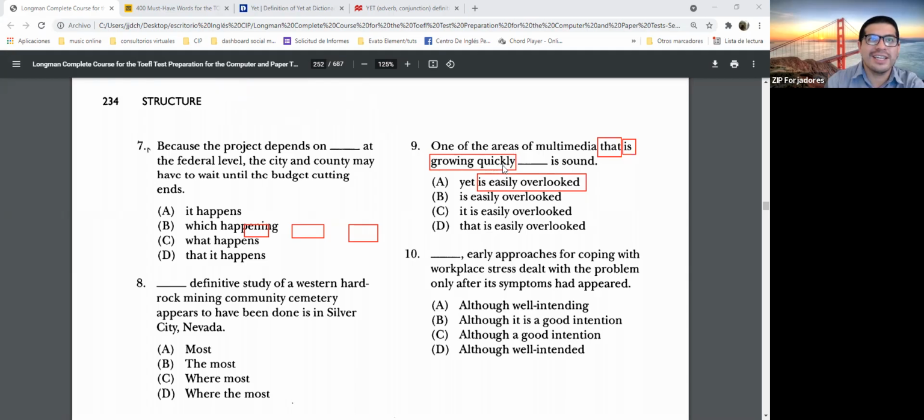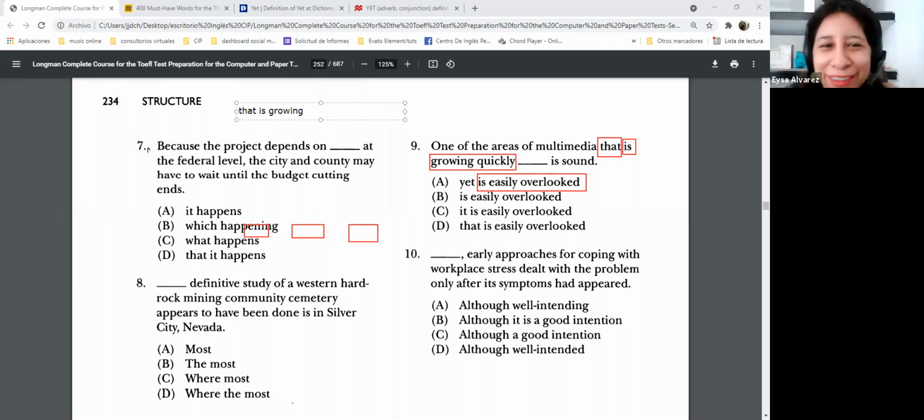Is growing quickly, is easily overlooked. And if you notice, let's make an analysis of this, because this is very interesting. So we have that is a subject, connector, subject, right? Then we have is, that is the verb to be. Then we are going to have growing. What is growing?